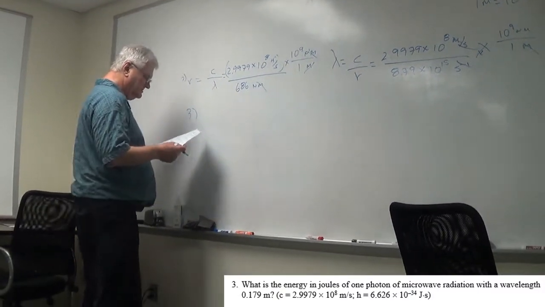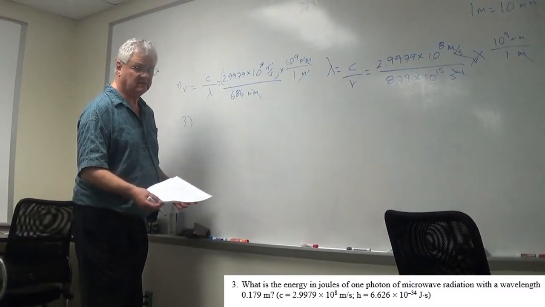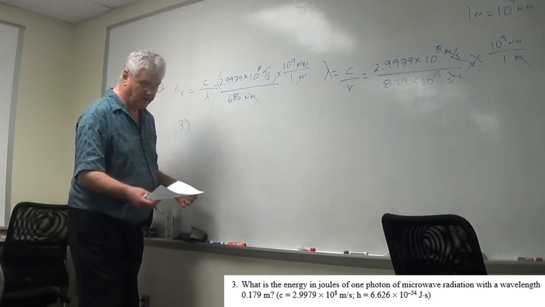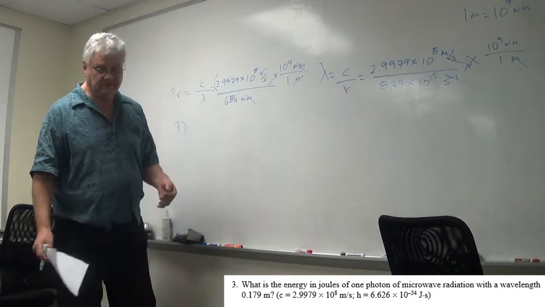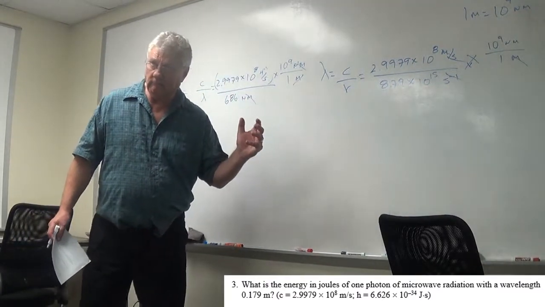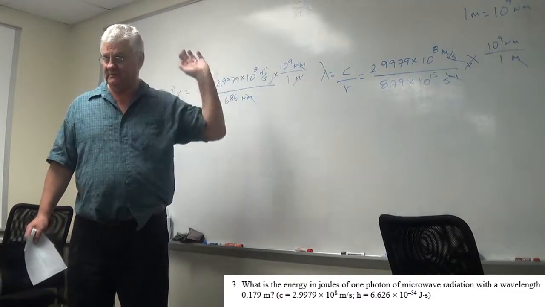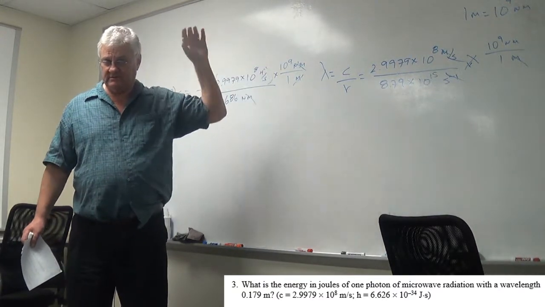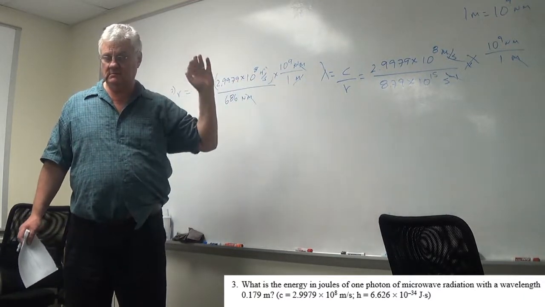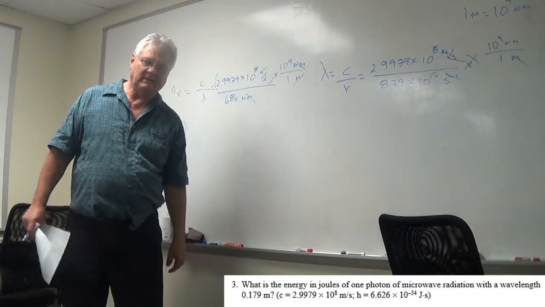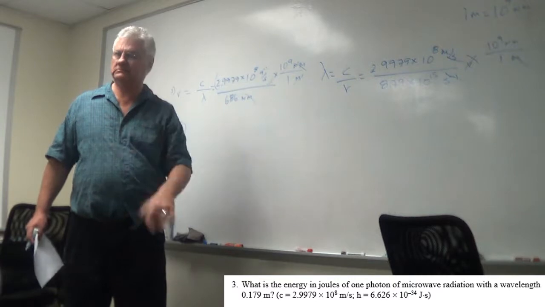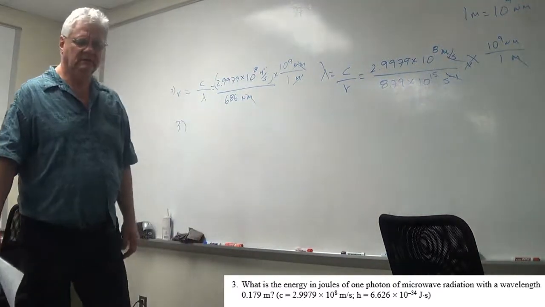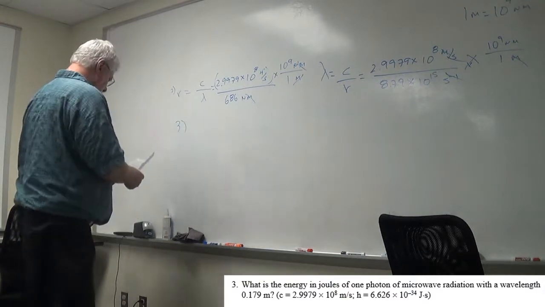It's asking what is the energy in joules of 1 photon of microwave radiation with a wavelength of 0.179 meters. So that's a pretty big wavelength. It's pretty low energy. It's not as big a wavelength as radio waves that you listen to on your radio. They may be the size of a football field. The longer the wavelength, the lower the energy of the photons. Whereas you have something like gamma radiation, the wavelength's ridiculously small. The frequency is extremely high.